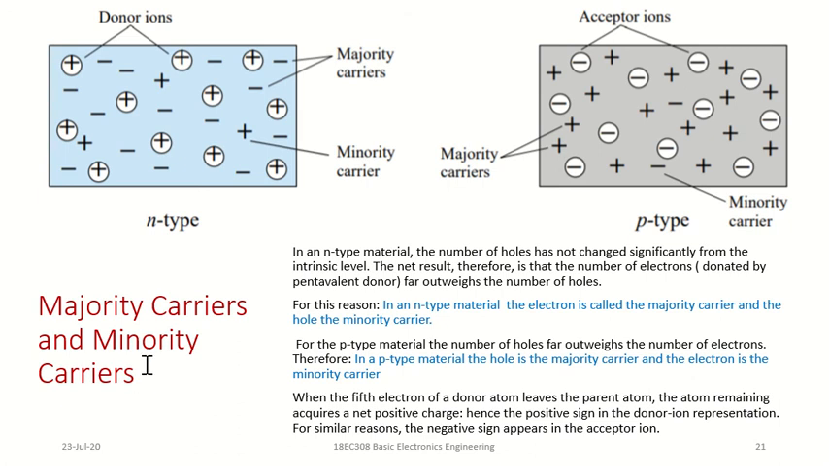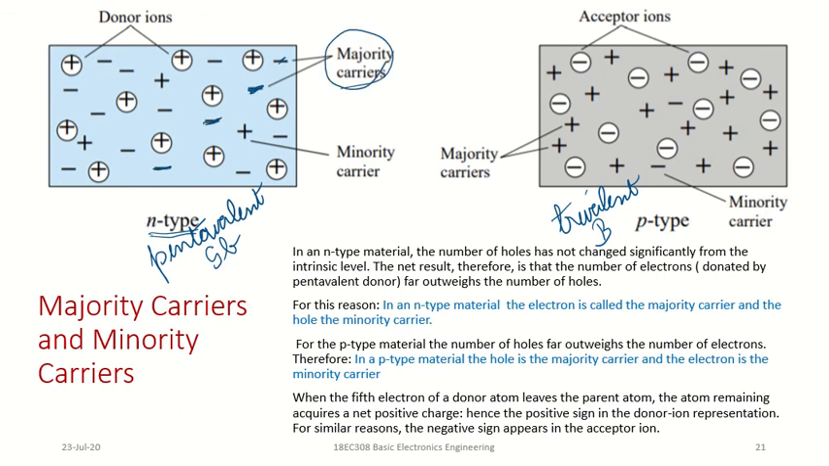Now we look into the majority and minority carriers, right? This is an N-type semiconductor, this is a P-type semiconductor. Already I explained what an N-type semiconductor is. When I add a pentavalent impurity like antimony, I form an N-type semiconductor. For a P-type semiconductor, I add a trivalent impurity like boron, right? So what happens? Each pentavalent atom will give a free electron. These electrons are called free electrons, so they are the majority carriers. In N-type material, majority carriers are electrons.